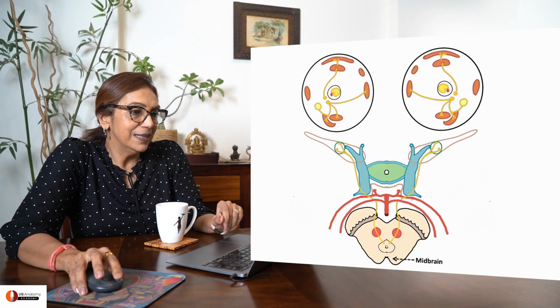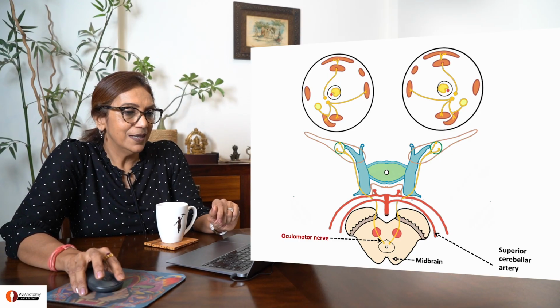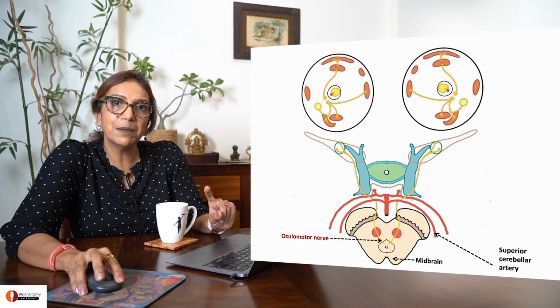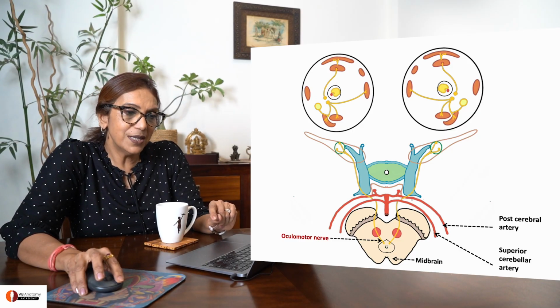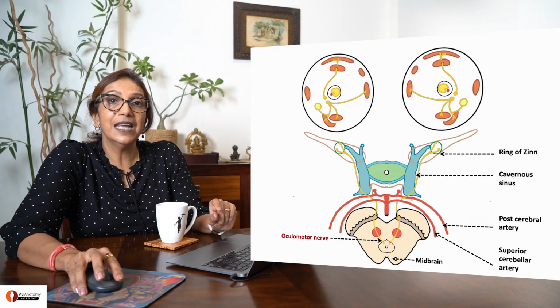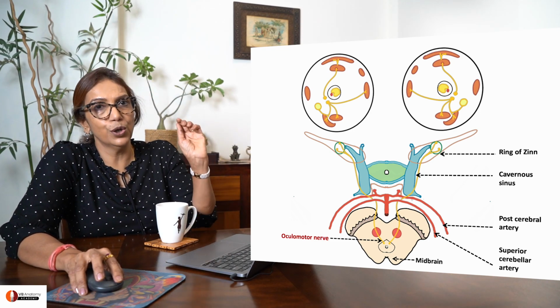Come. This is the midbrain. This is the oculomotor nerve emerging from the midbrain. This is the superior cerebellar artery, and the posterior cerebral artery. This is your cavernous sinus, and this is the ring of Zinn in the superior orbital fissure. Now, what is the course of the oculomotor nerve?